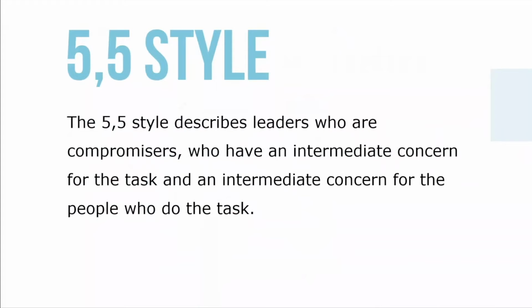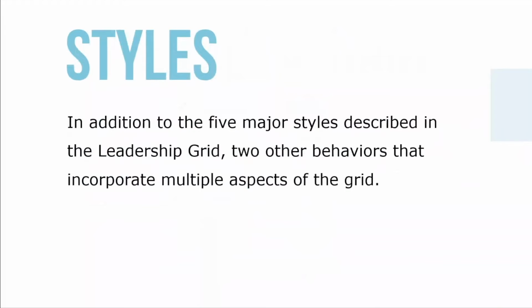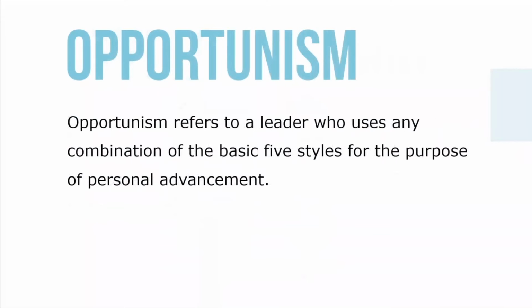The 5-5 style describes leaders who are compromisers, who have an intermediate concern for task and intermediate concern for people who do the task. The 9-9 style places a strong emphasis on both tasks and interpersonal relationships. In addition to the 5 major styles described in the leadership grid, 2 other behaviors that incorporate multiple aspects of the grid occur. Opportunism refers to a leader who uses any combination of the 5 basic styles for the purpose of personal advancement.